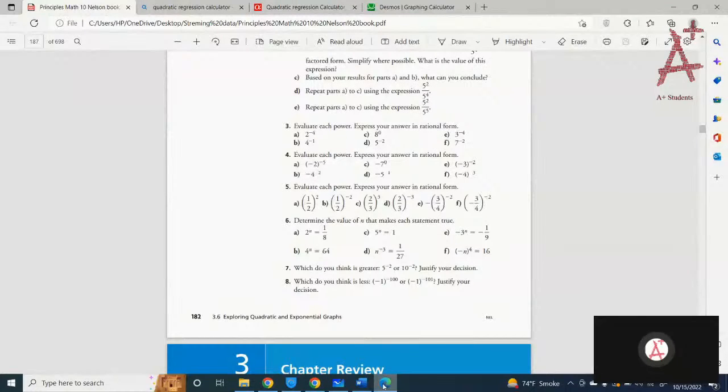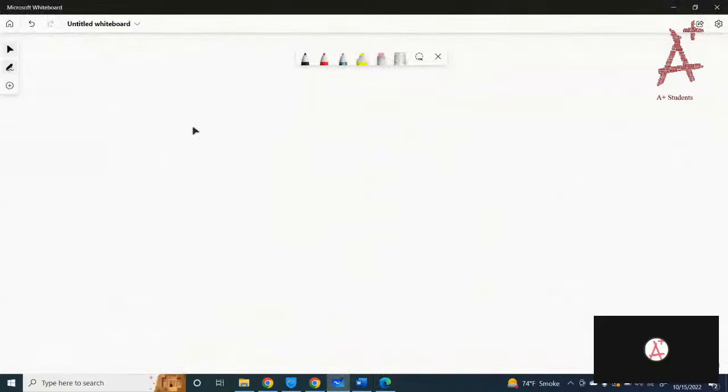Okay, move on to question number 5. 1 over 2 exponent 2. Just calculate the squares of numerators and denominators as well. We know that 1 times 1 is 1, and 2 times 2 is 4. It would be 1 over 4.